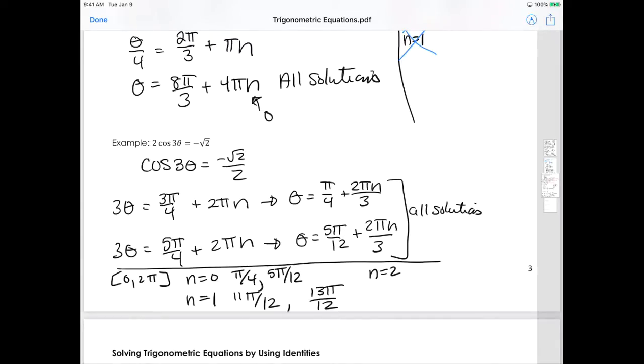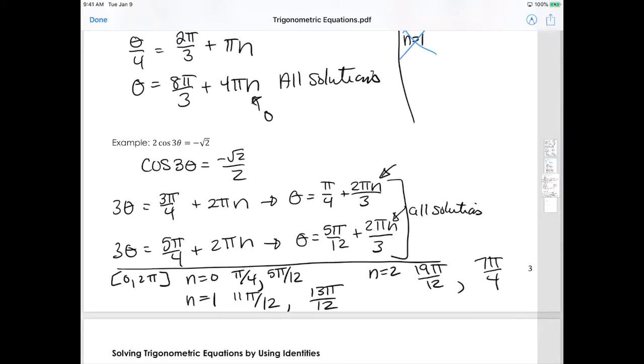For n is equal to 2, I'm now going to plug in 2 for n, and I'm going to get pi over 4 plus 4 pi over 3. Because I'm plugging in 2 for n, I'm going to get 2 times 2 pi, which is 4 pi in the numerator. So now I'm going to use common denominators to add pi over 4 plus 4 pi over 3, and I'm going to get 19 pi over 12. When I plug in 2 for this n, I get 5 pi over 12 plus 4 pi over 3, and that's going to give me 7 pi over 4.